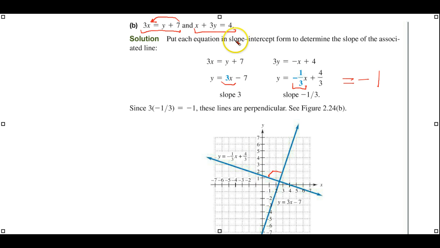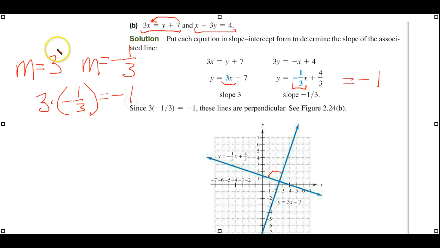Okay, so again, as you show the work on your blue sheet, you'll write these examples down, and then you'll solve for y and clearly indicate that you are comparing your slopes. In fact, this is even a better way. M equals 3, M equals a -1/3, and then multiplying them, 3 times a -1/3 equals a -1. That's the proof that the lines of these equations are perpendicular to each other.